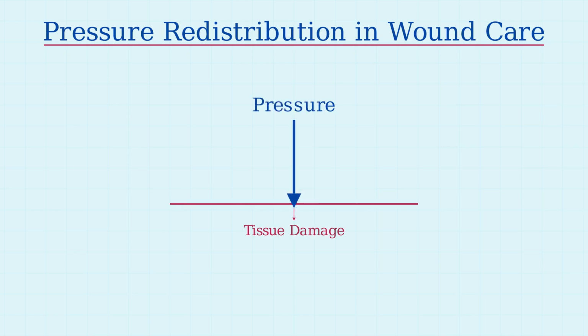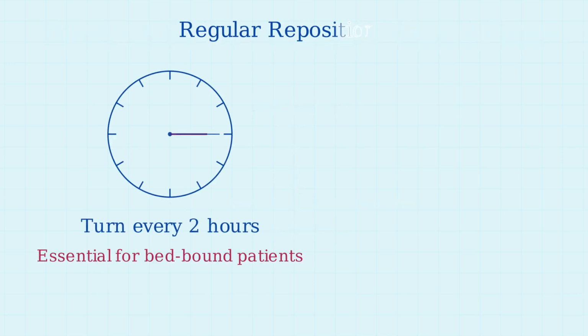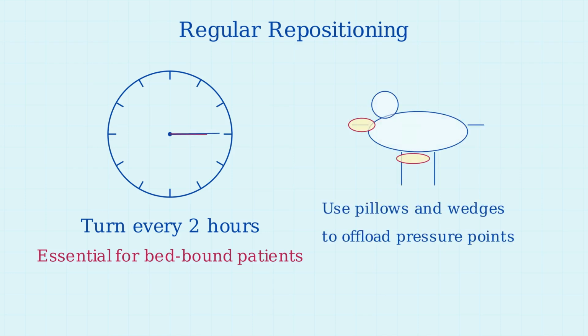Pressure redistribution is essential for preventing new wounds and promoting healing of existing pressure injuries. Prolonged pressure on tissue restricts blood flow, leading to tissue damage and wound formation. Regular repositioning every 2 hours is crucial for bed-bound patients. Proper positioning with pillows and foam wedges helps to offload pressure points and prevent tissue damage.